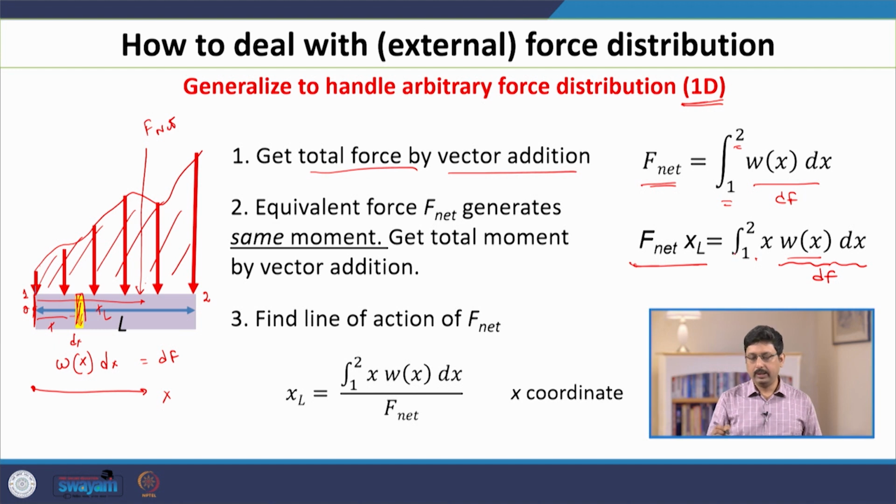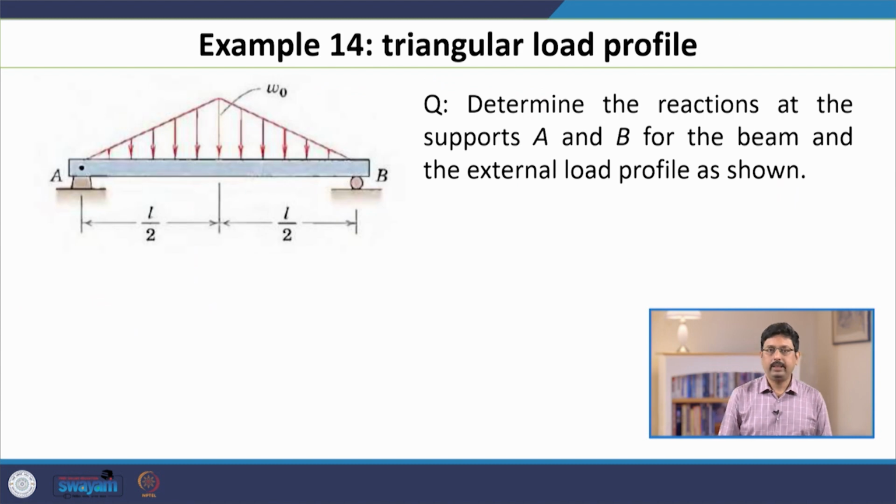and then you get the total torque. Because this is a continuous function, instead of summation we are going to use integration. So, this is the strategy. Once you know the F net from this first equation, you can use this second equation to compute the distance or the position of the line of action. So, let us work out an example to understand.